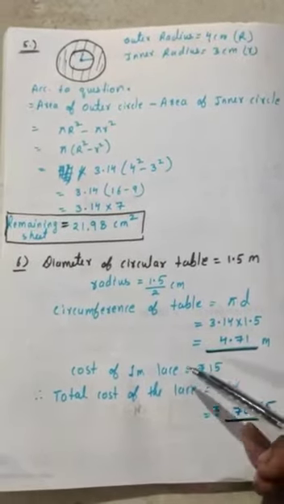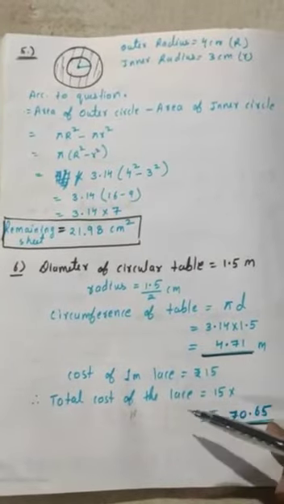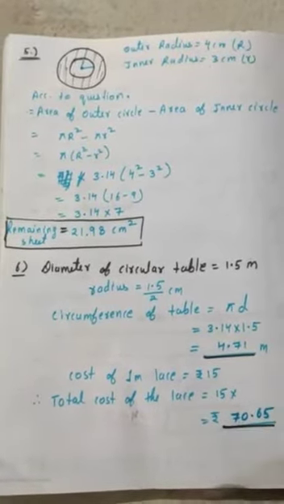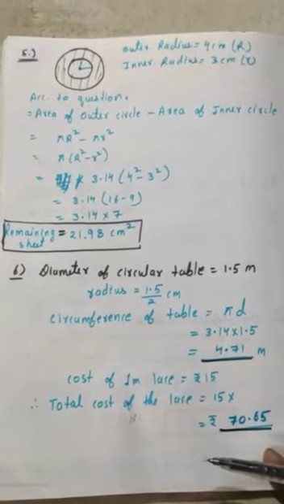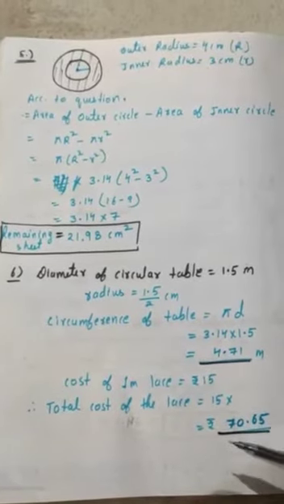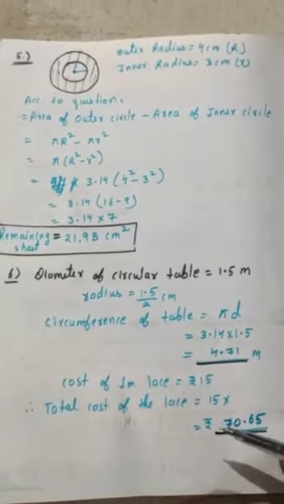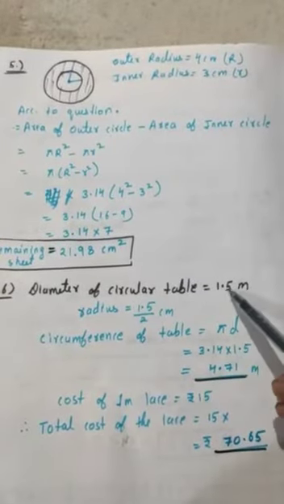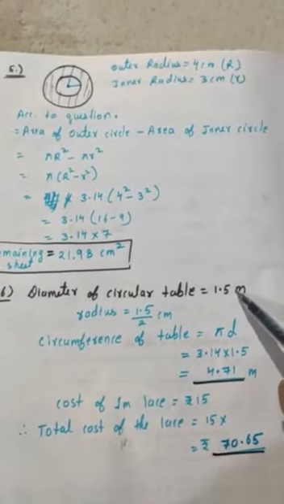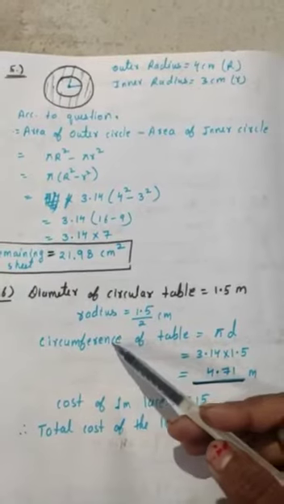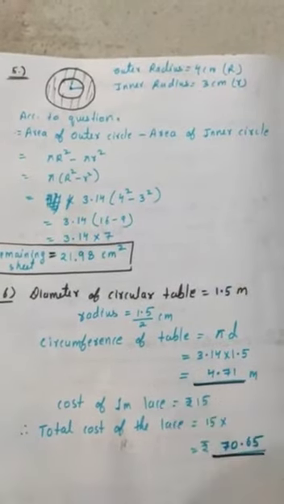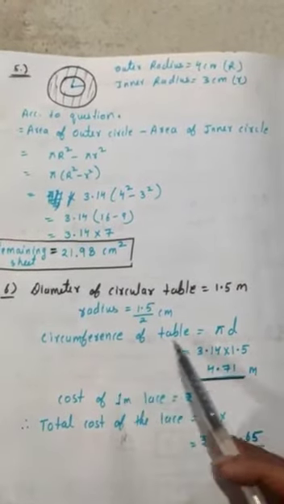Okay, now last question we are doing for today. It is given that आपका एक सर्कुलर टेबल है, उसके ऊपर आपको एक लेस लगानी है. Okay, so what will be the total cost of lace? Okay, if diameter of circular table is 1.5 meter. Okay, तो आपने सबसे पहले सर्कमफ्रेंस निकालना है क्योंकि लेस आप सिर्फ बाउंड्री पे लगाओगे. Circumference will be pi into d.